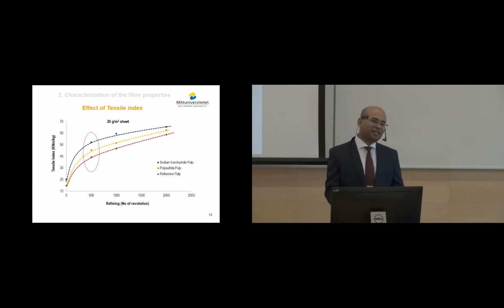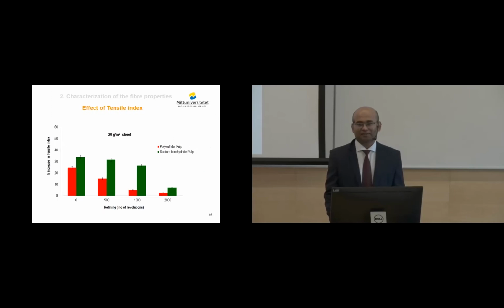That can be presented in a better way so that you can see it more clearly. Look at this curve, green and red. The green is sodium borohydrate and red is polysulfide. That has been described here as the percentage increase in tensile index compared with the reference kraft pulp.